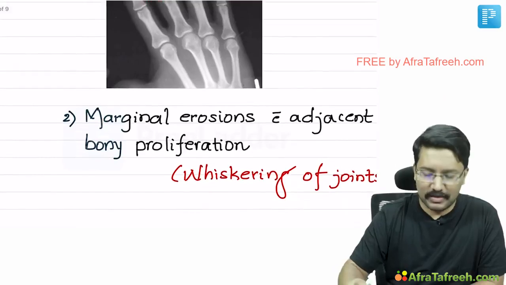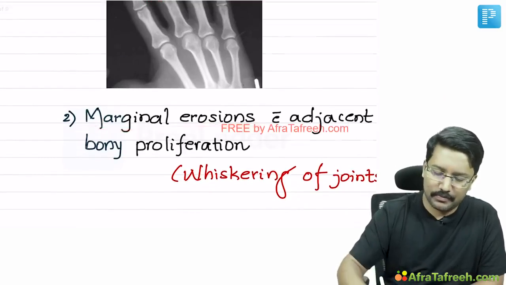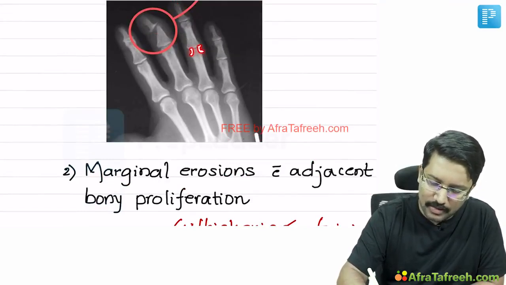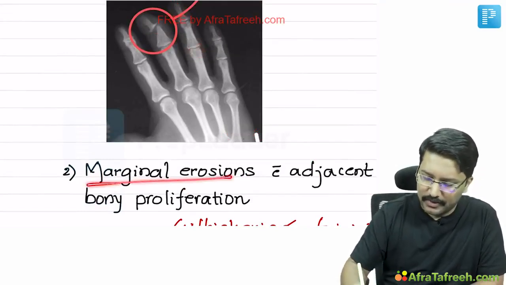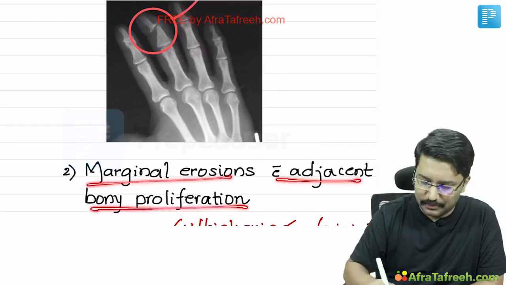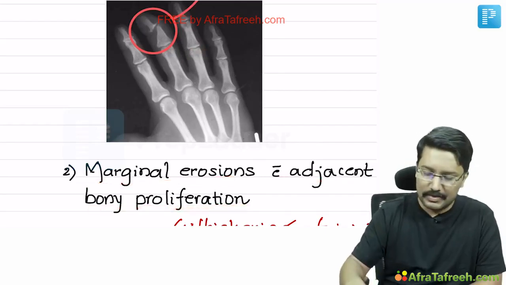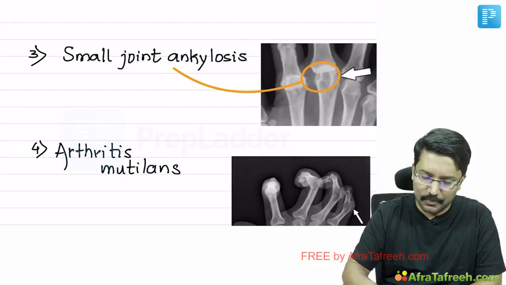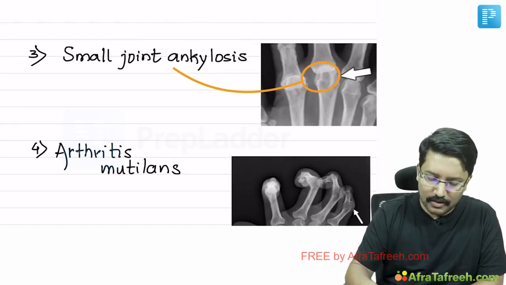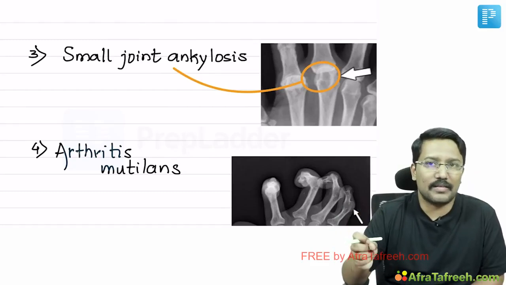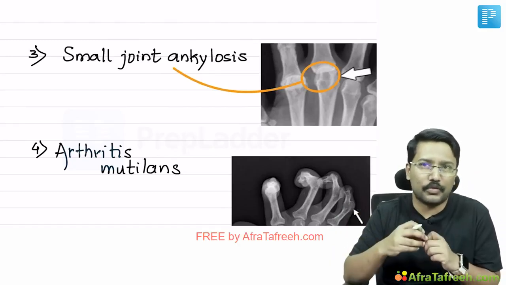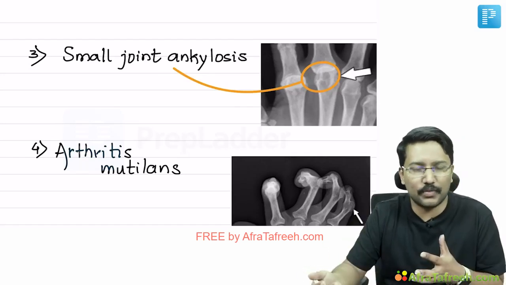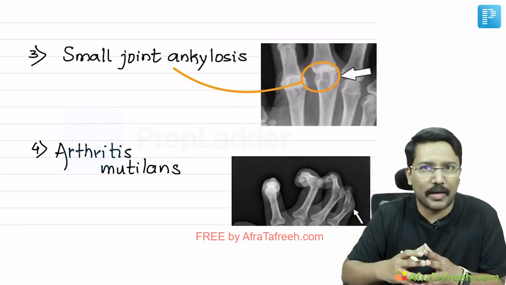Second thing, we can also notice marginal erosions. I don't have a proper image here, but you would notice the erosions in the margins, marginal erosions with adjacent bony proliferation. Right? This is what we call whiskering of joints. That is one additional finding we can see. Then moving on further, right? Small joint ankylosis is characteristic. Right? Fusion of small joints. So we know that hand joints are more affected. Small joints are more affected than the large joints. So those joints can develop ankylosis.